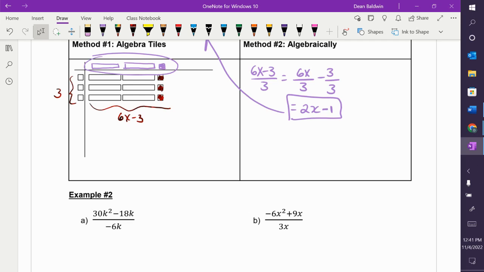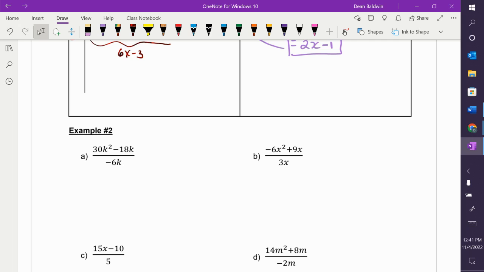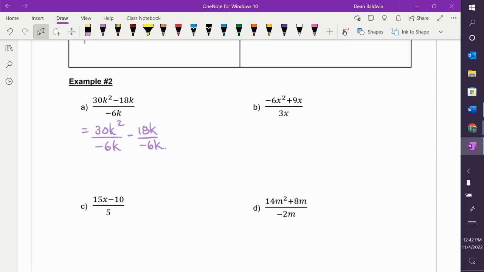So when we are dividing, that single term in the denominator goes to everything in the numerator, and then it basically turns into an exponent question. So if I have this, 30k squared minus 18k over negative 6k, your first step is to take the 30k squared and divide by negative 6, and 18k over negative 6. Okay. That denominator goes to everything in the numerator. And then you just do your divisions.